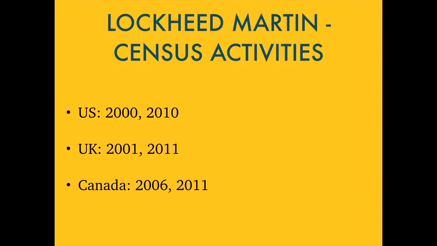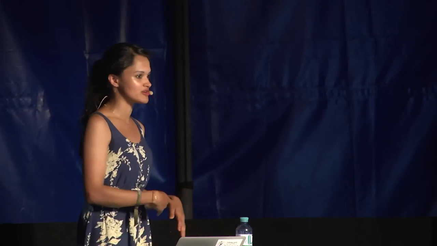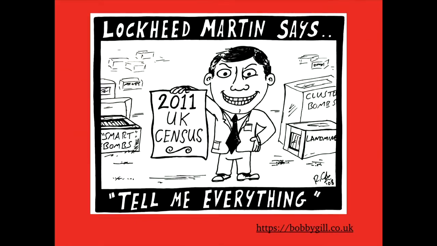Lockheed Martin have carried out the census in the US in 2000 and 2010, in the UK in 2010, and in Canada as well. So concerned citizens in the UK, for example, submitted a number of freedom of information requests through the freedom of information portal, What Do They Know? And that's been really interesting to read through, but there's not actually that much more information given, and it's quite hard to follow. So thinking about choice, what can citizens do if they don't want to give their data to this company whose morals they might not agree with? I'm obviously in no position to make any judgment on what's actually done with the data, but I'm just thinking about what role this plays.